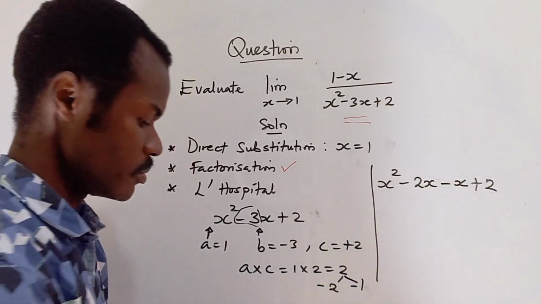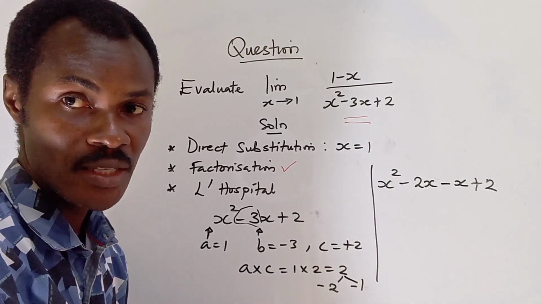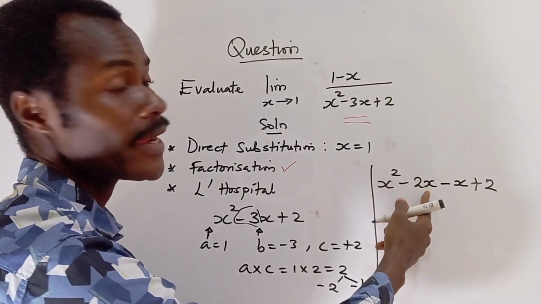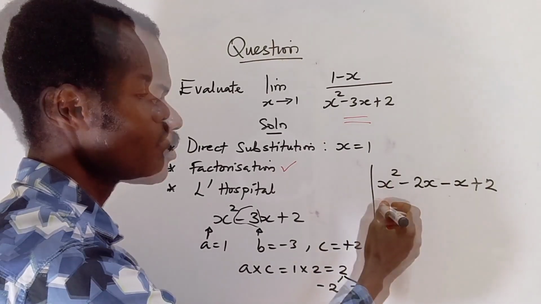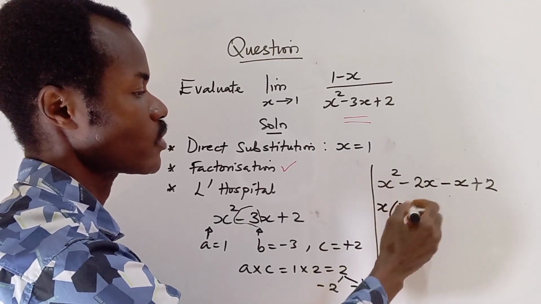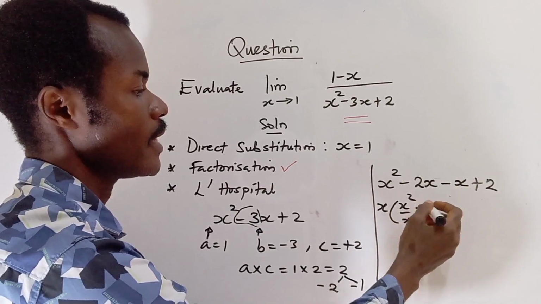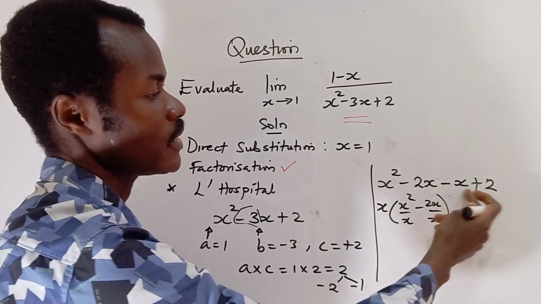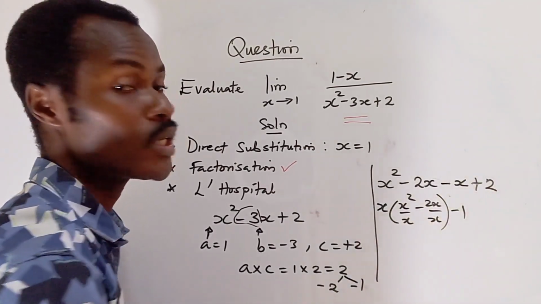So let's add our plus 2 here. Now the next thing is we are going to factorize all that. What is common here? I have x common, so I'm going to divide x squared by x, and our minus 2x we are going to divide by x. Now for this, what is simply common is minus 1.